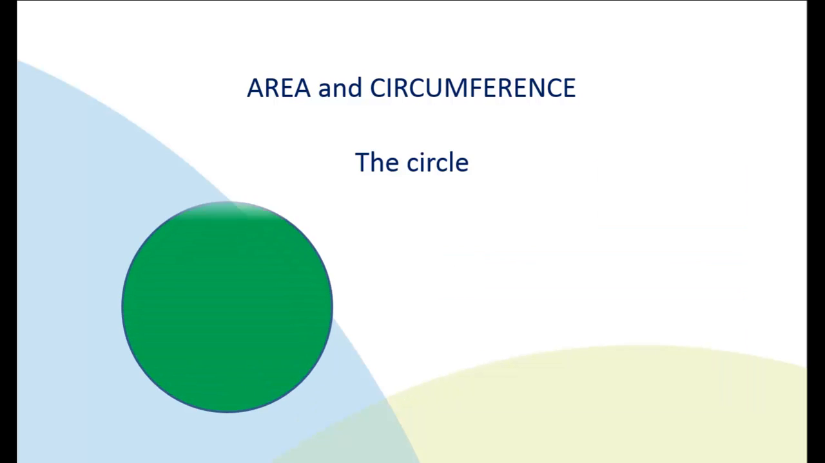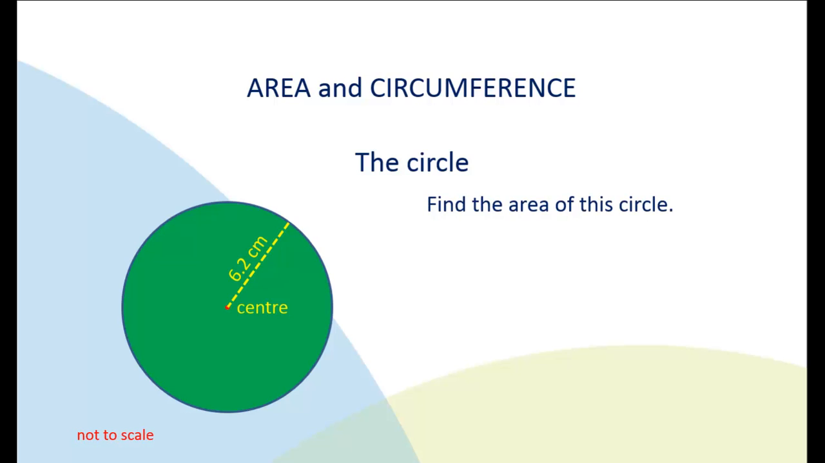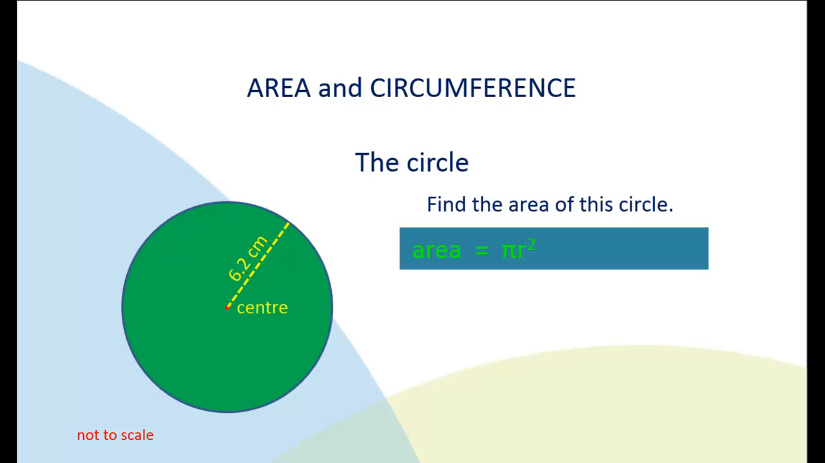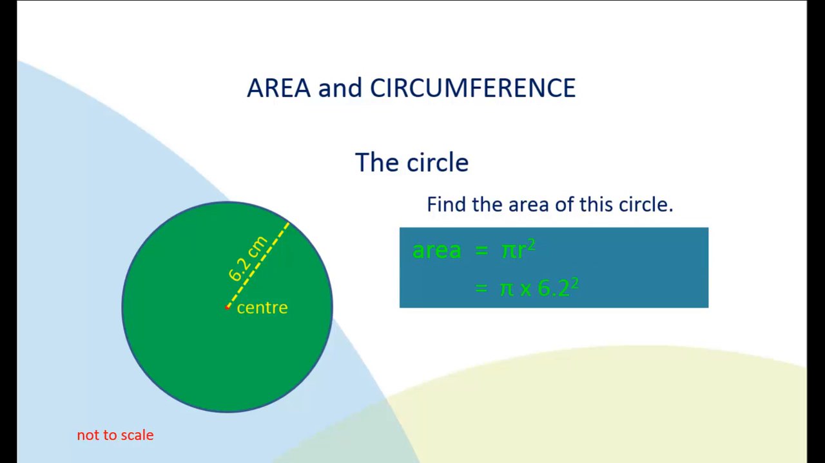Let's put some numbers in then for a circle. There's the centre. There's our radius, 6.2 centimetres. Find the area of this circle. Well, the area is pi times r squared, which is pi times 6.2 squared, because the radius is 6.2.